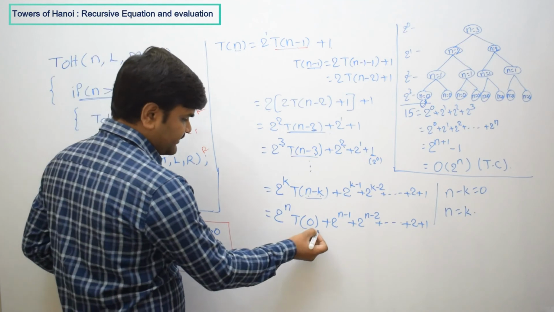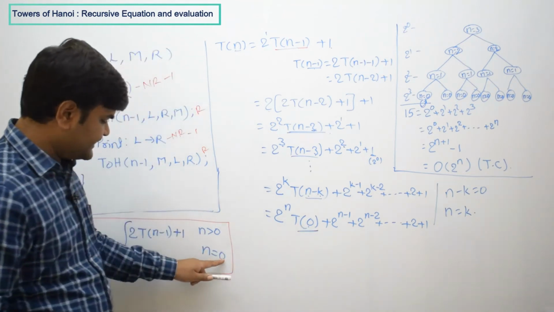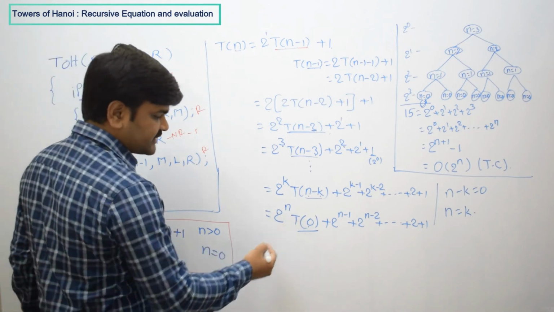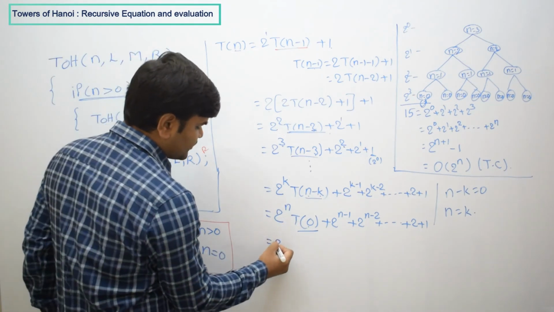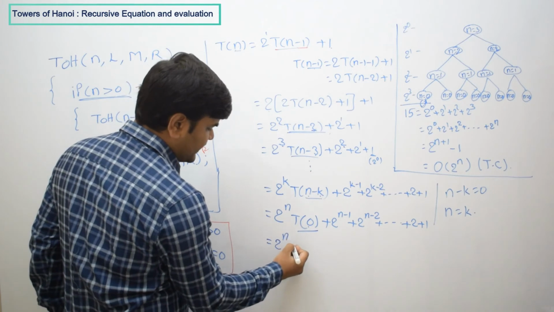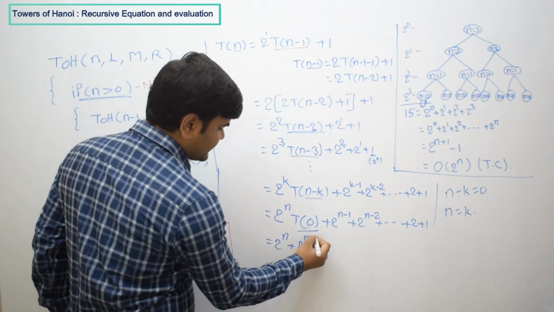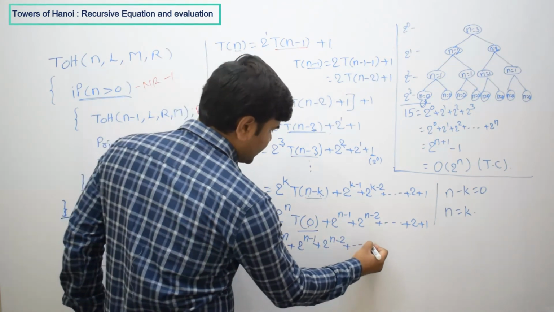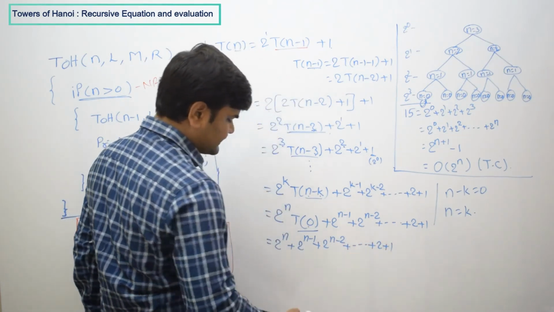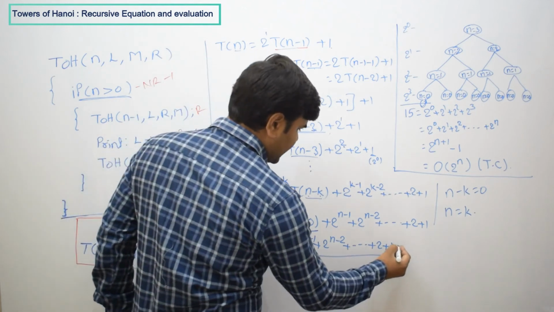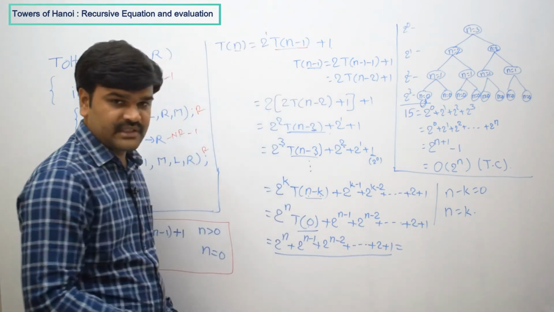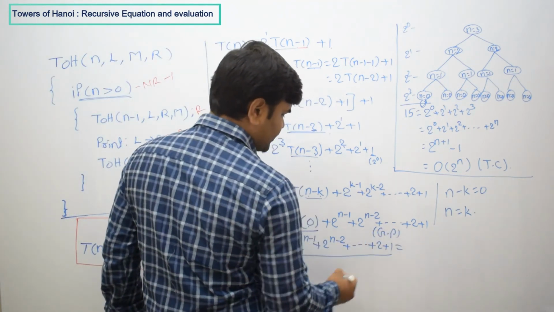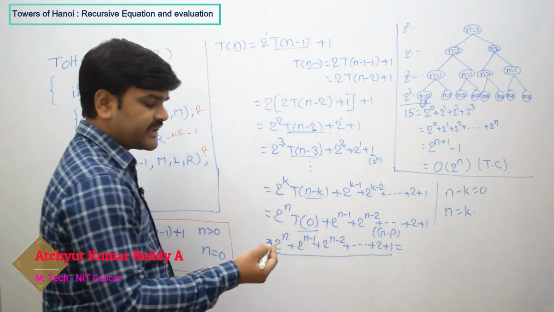So here T of 0, when n is 0, what is the output? 1. That means we are going to substitute 1 here. So that is 2 power n into 1 plus 2 power n minus 1 plus 2 power n minus 2 and so on, 2 plus 1. Now this is in what actually? This is in geometric progression, right? So the sum of terms we are going to find.